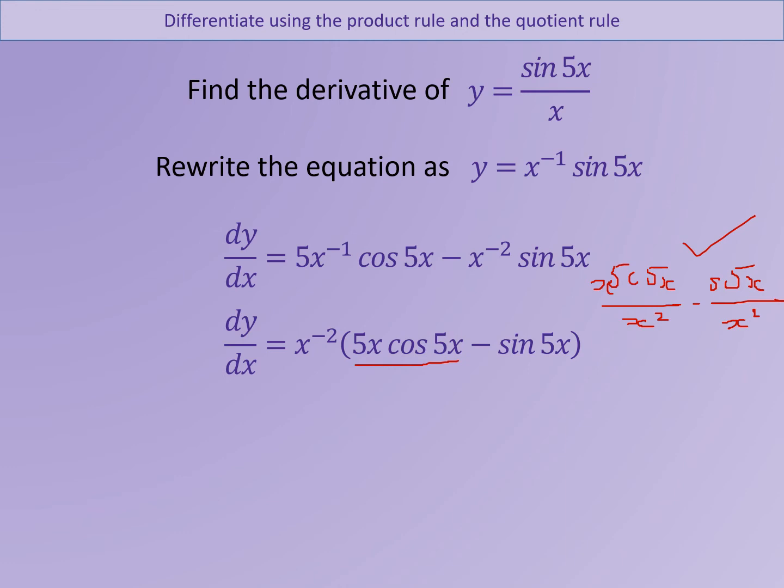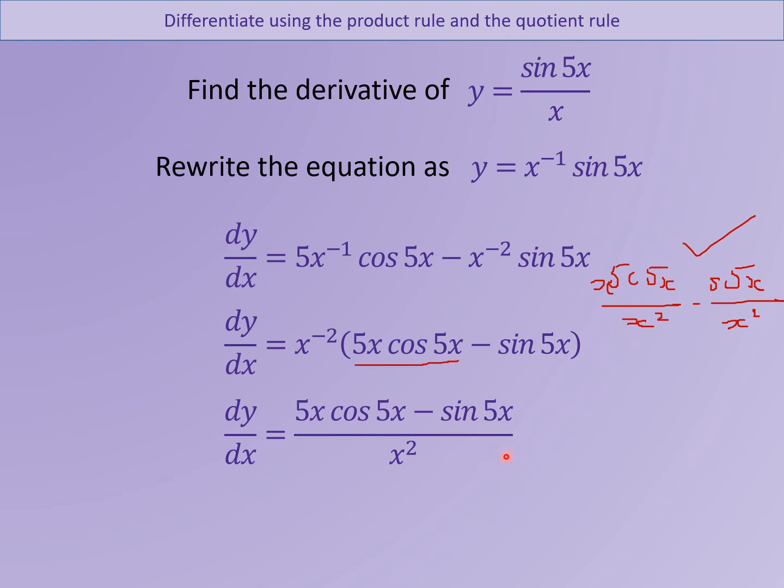That works just as well. Once you've done that, I've taken out an x to the minus 2. That's why the extra x is in there, and I've ended up with that answer. What does that mean then? Well, with x to the minus 2, I can now put these two as a single fraction and end up with that: 5x cos 5x minus sine 5x, all over x squared.